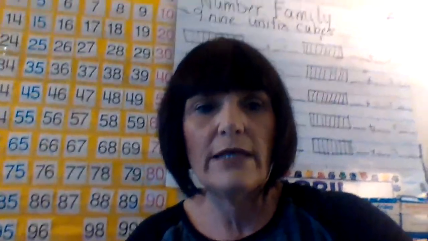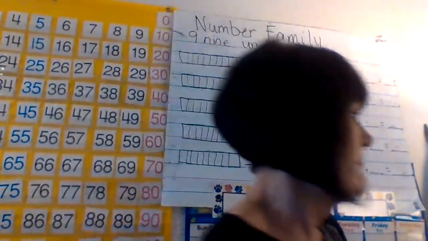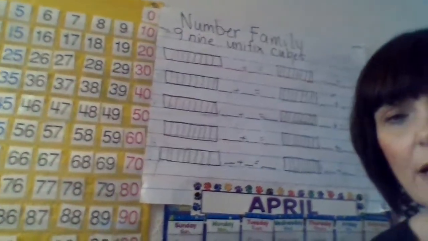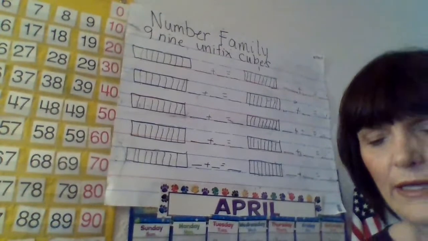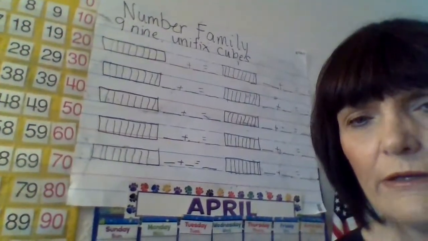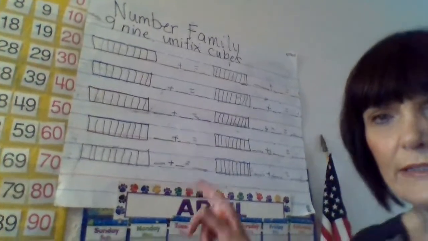Good job, friends. What we're going to do first is the number family of 9. Now let me turn off my lamp because I think it's making it hard for you to see my board. Let's see if I can move this over so you can see it a little better. All right, there it is.